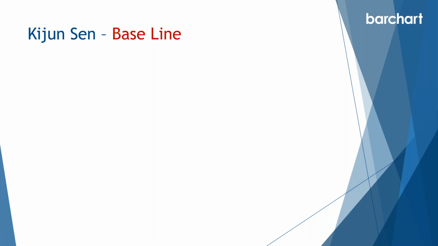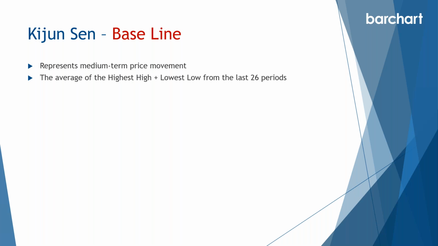The baseline is our medium term price movement. Now, this is the same as the conversion line, but it's just 26 periods versus the 9. Now, you will find as you get more into cloud strategies that this one tends to be a keystone to many advanced cloud strategies. And we'll look at one in a bit.